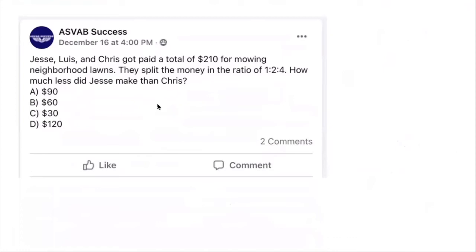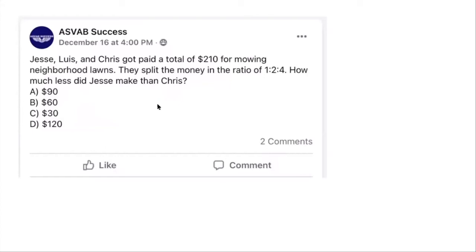So once again, we have a ratio that has 3 parts, but when we look at what the question is actually asking us for, it's telling us that we have to find how much less one made than the other, which means we have to find the difference, which means we have to subtract, okay? Which also means that we have to find 2 different people. It's not just one person this time, okay? So we gotta find Jesse and we gotta find Chris.